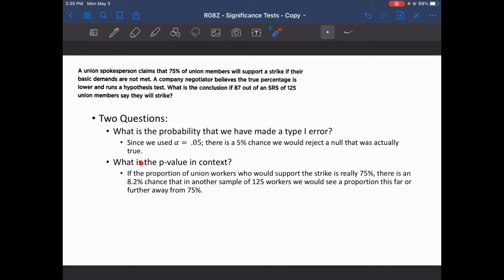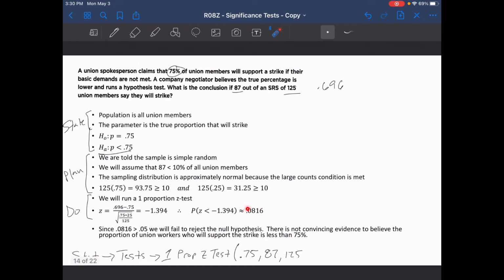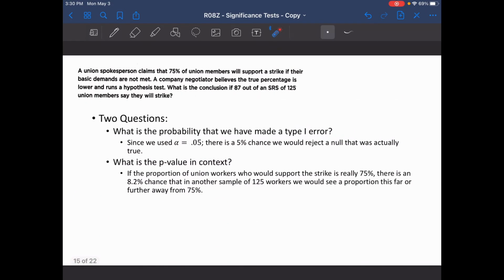And then if we are asked what is the P value in context, or what is this number right here, 0.0816, in context, what we would say is if the proportion of union workers who would support the strike is really 75%, there is an 8.2% chance that in another sample of 125 workers, we would see a proportion this far or further away from 75%.